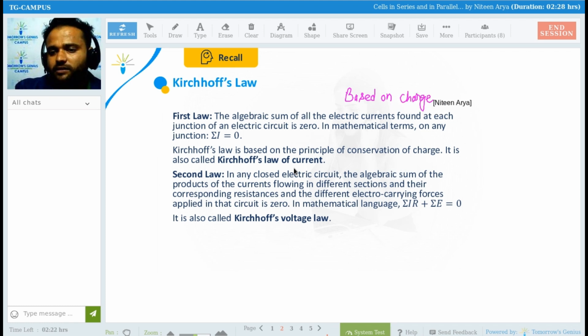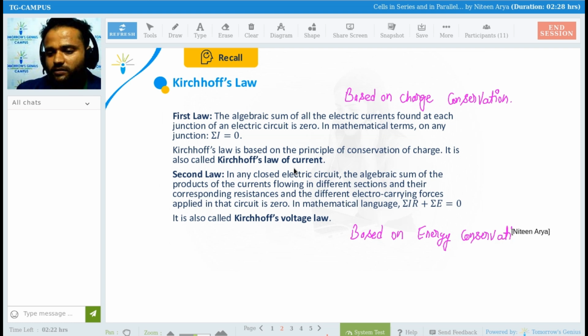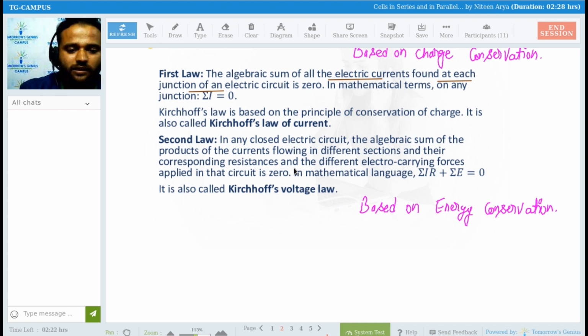We already did this, but I'm still writing down conservation for the students who were not in the previous class. So the algebraic sum of all the currents at each junction. What is a junction? In the previous figure, this is 1, this is 2, this is 3, this is 4, this is 5th, this is 6th, this is 7th, this is 8th maybe. So this particular point P is a junction.